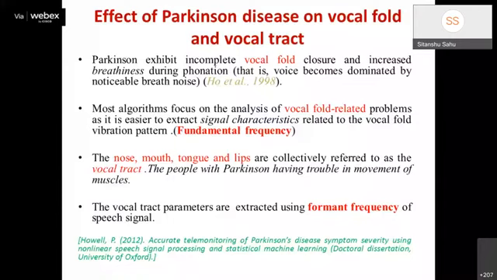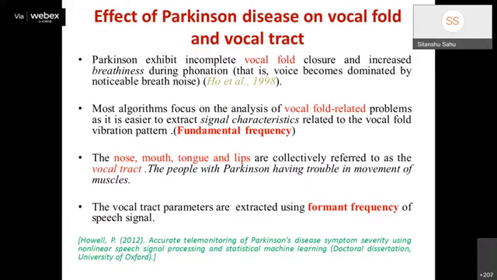Parkinson's disease exhibits an incomplete vocal fold closure and increased breathiness during the phonation. So that means we will notice some different pattern of vocal fold vibration, and that leads to the identification of Parkinson's disease, right?